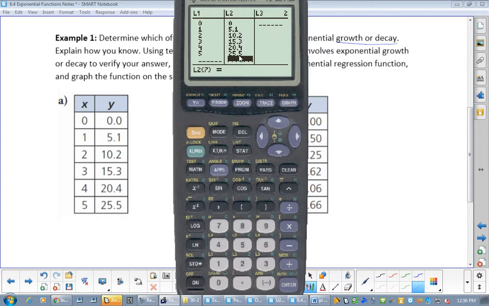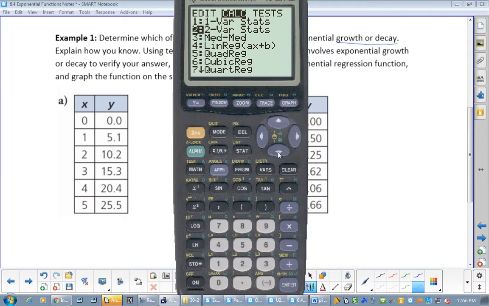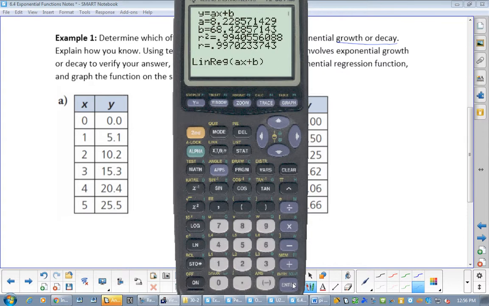Okay, double check. 5.1, 10.2, 15.3, 20.4, and 25.5. Now, if this was a test question on the diploma, they might just say, here's a set of data, which regression would be the best? A, B, C, or D? Now, I would start top down, so you're going to go stat, calc. No, you can only do one at a time. So I'm going to try linear regression first, and most likely it's linear. Okay?